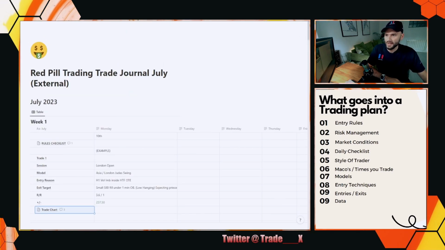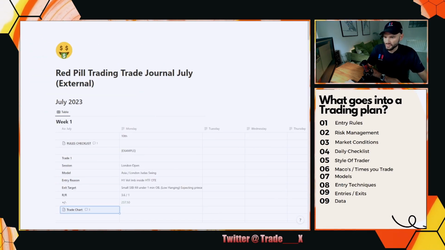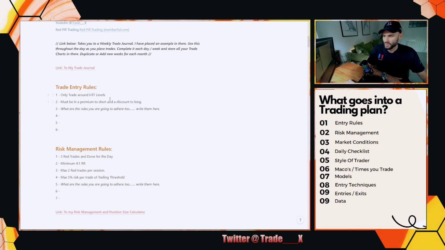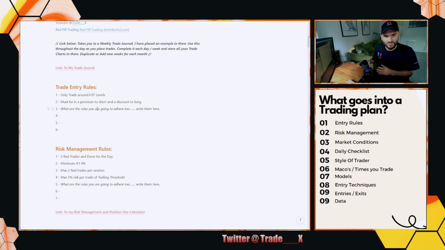Okay, so let's jump back. Let's go back to the trading plan template. And this is where we start getting a little bit more detailed. What we have in here are trade entry rules. These are the rules which govern how you get into your trade. Super important. So for me, I only trade around higher time frame levels. I must be in a premium to short or in a discount to go long. So you need to write in here what are the rules that you are going to adhere to when you are trading. You want to write them in here.